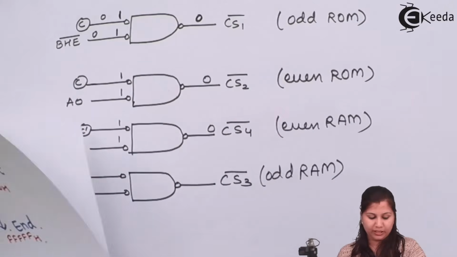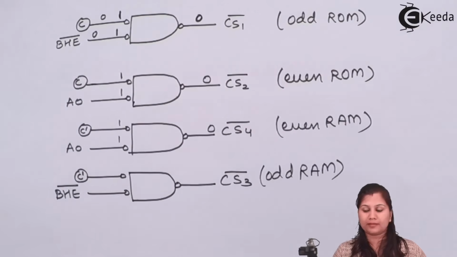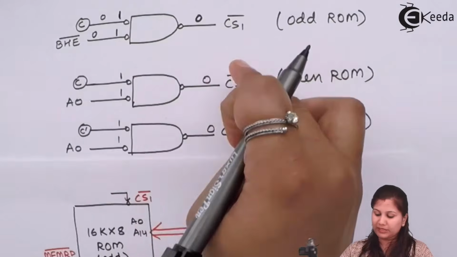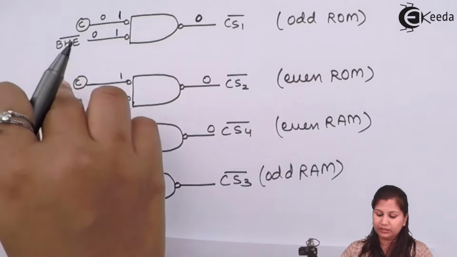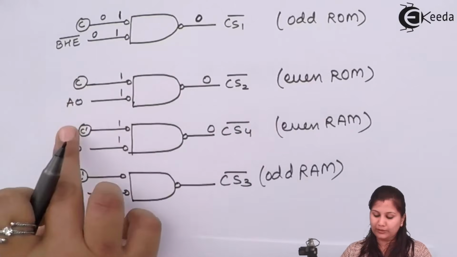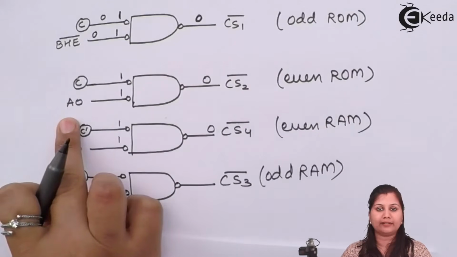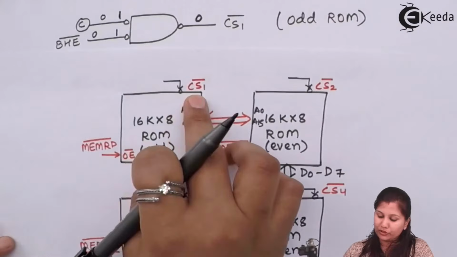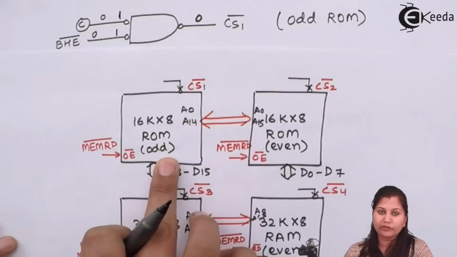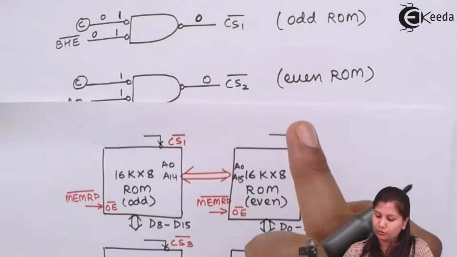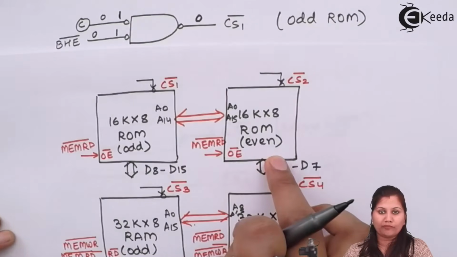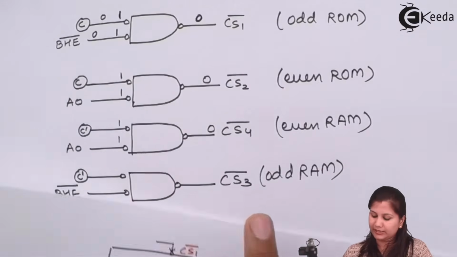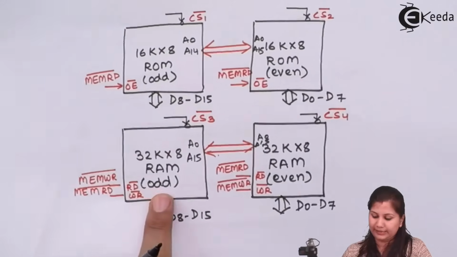So in this way the 4 memory chips, ROM and RAM, are selected. Their chip select signals are formed using the address lines, and using the bus high enable and A0 lines also. So for chip select 1, the odd ROM will be selected. Chip select 2, the even ROM will be selected. For CS4, even RAM, and for CS3, odd RAM will be selected.